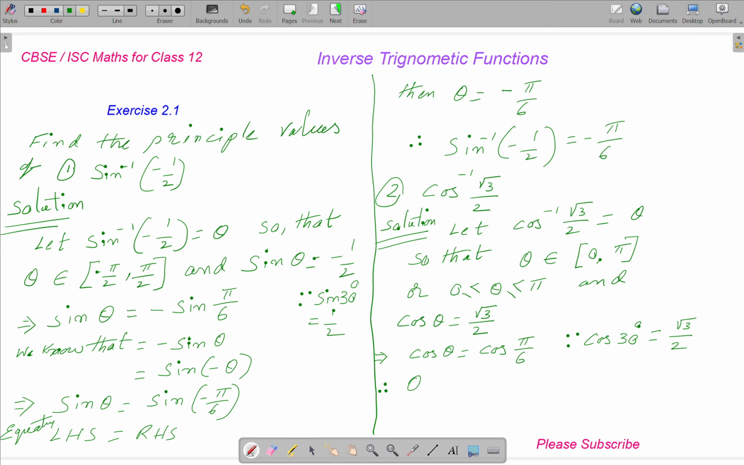Therefore, theta is equal to pi by 6, and that is cos inverse root 3 by 2 is equal to pi by 6.